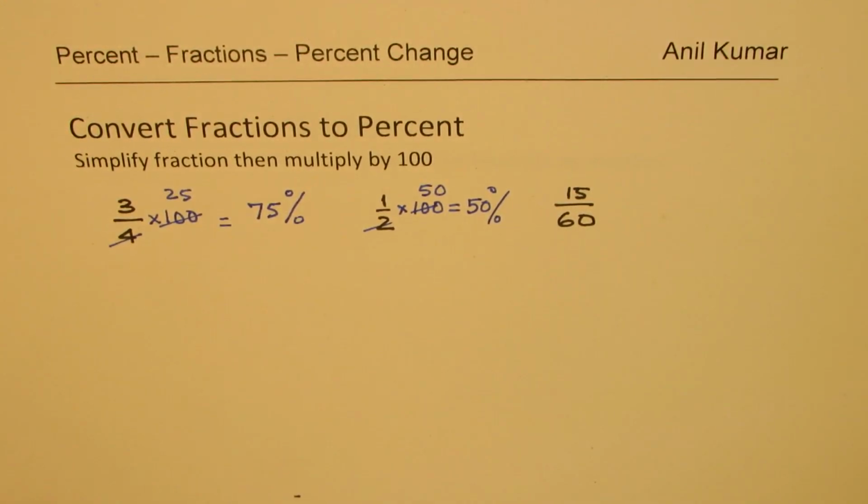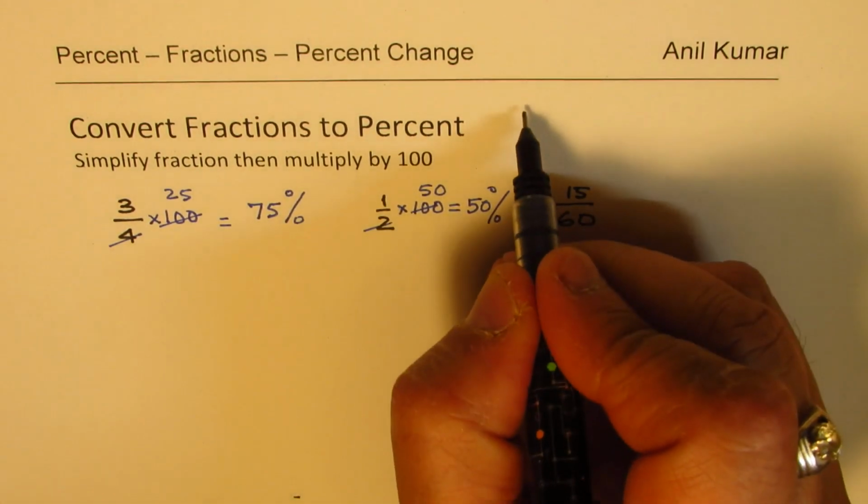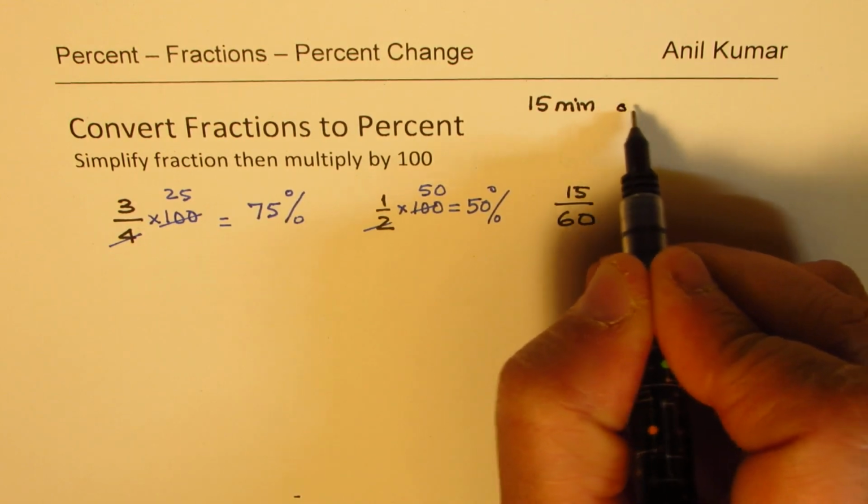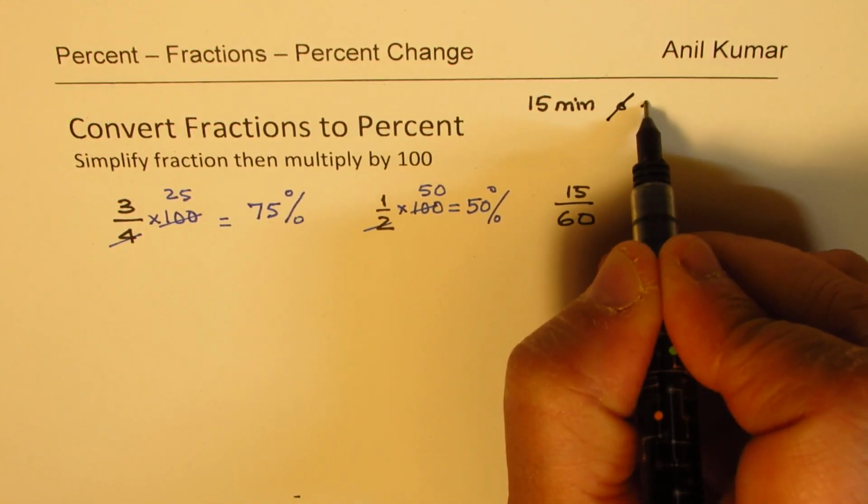Right? 15 over 60. Think about 15 minutes as a percent of an hour. So this is like an example. It is 15 minutes. Right? And we are dividing it by an hour.